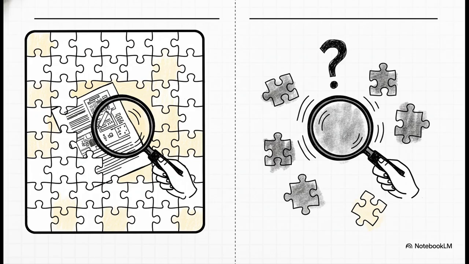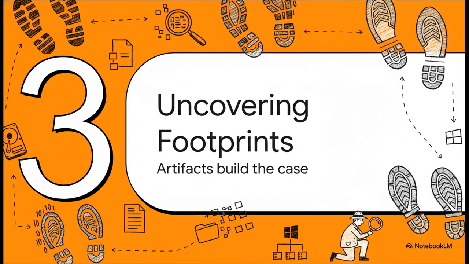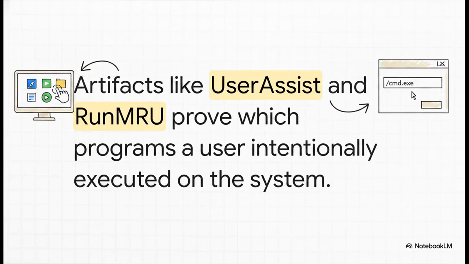You might be missing the digital smoking gun entirely. Okay, let's move on and hunt for the actual digital footprints, the artifacts that investigators are looking for. These are the specific records that really build a case and start to reveal the story of what happened on a system. So, to prove a program was actually run, investigators look at artifacts like UserAssist. This one is probably one of the best for proving a user intentionally launched a program from the graphical interface.